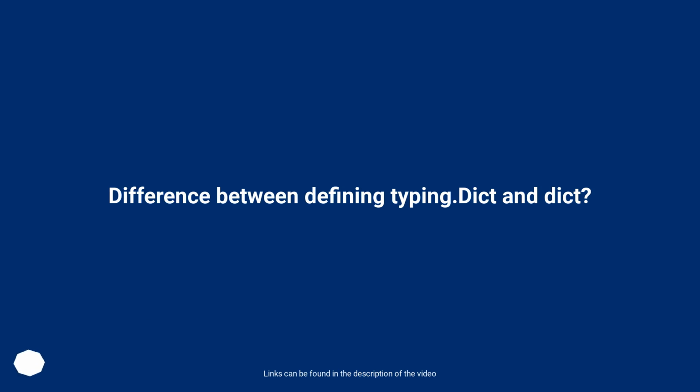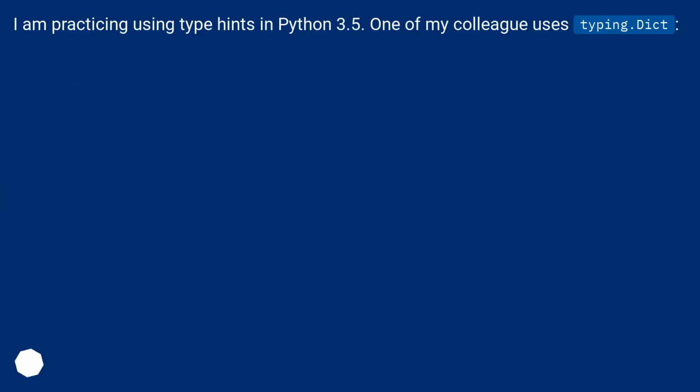Difference between defining typing.Dict and Dict. I am practicing using type hints in Python 3.5. One of my colleagues uses typing.Dict.